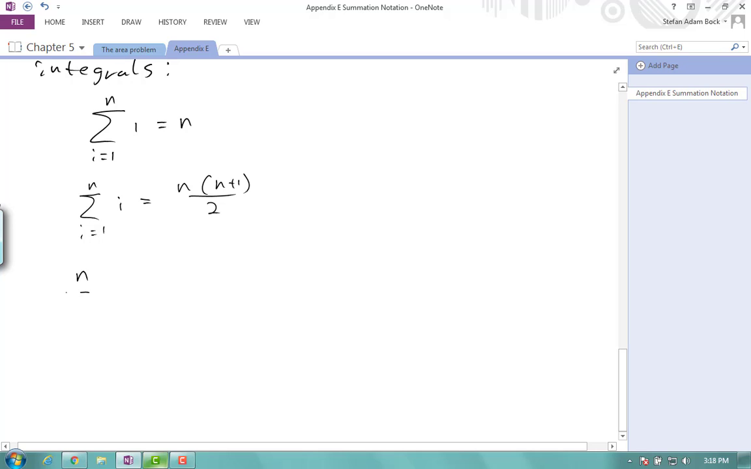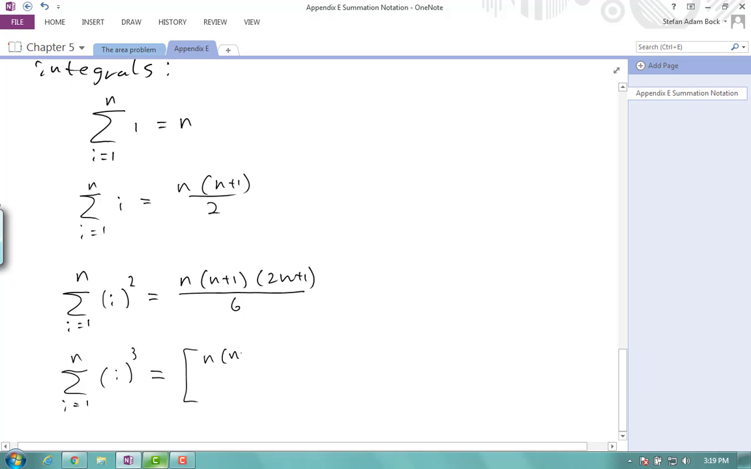If I have the sum from i equals 1 to n of i squared, this is equal to n times n plus 1 times 2n plus 1, all divided by 6. And if I have the sum from i equals 1 up to n of i cubed, this is equal to the square of n times n plus 1 over 2. Basically, it ends up being equal to the square of the sum of the integers, which is a pretty interesting coincidence.